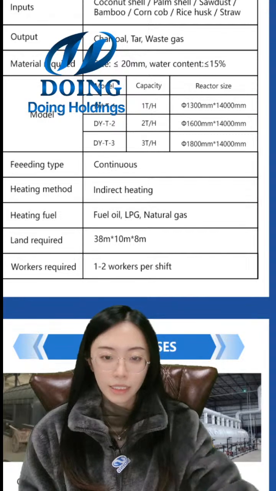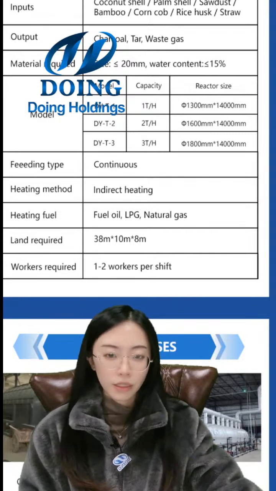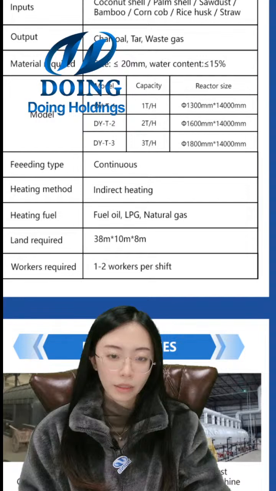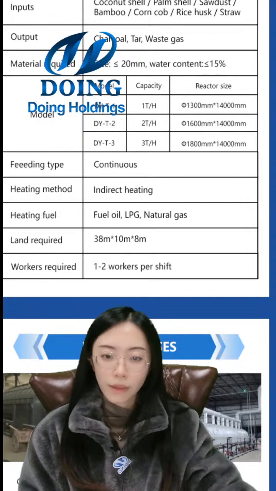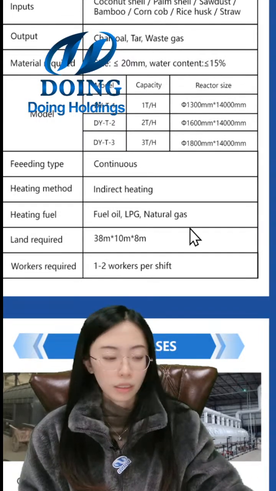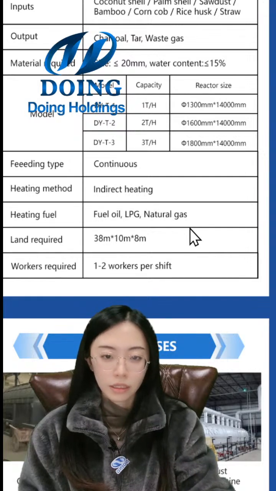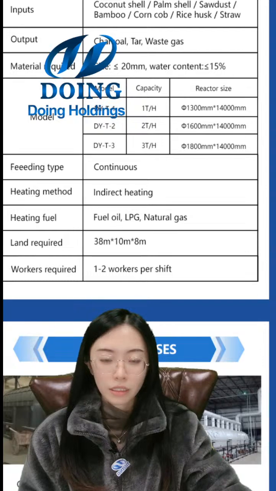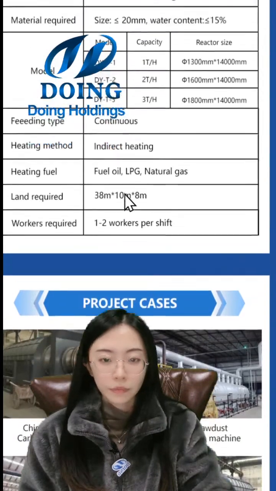We are the manufacturer of the combination furnace with tire, with plastic, pyrolysis equipment, and also the e-waste like the lithium battery and the solar panels, recycling equipment. And the land required, that is for this different capacity for reference.